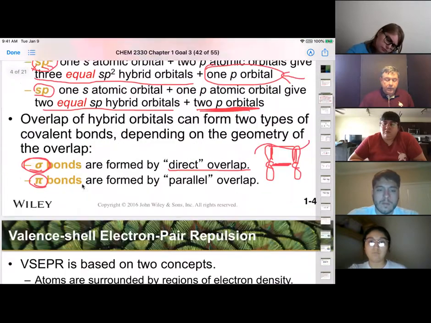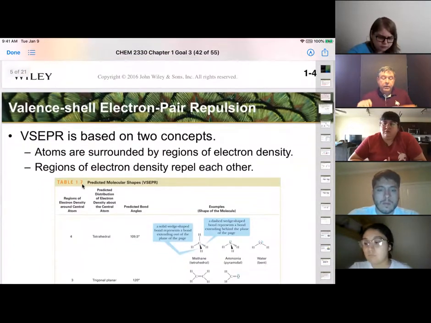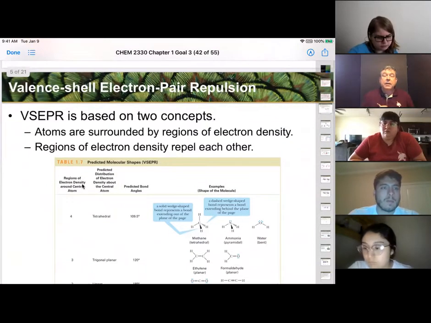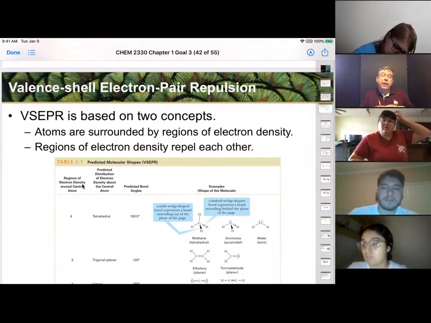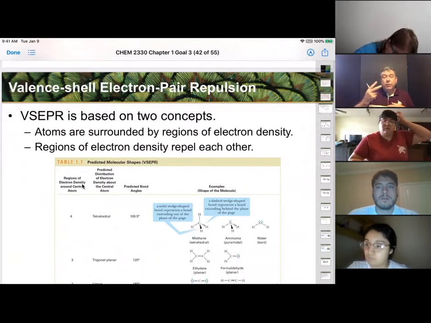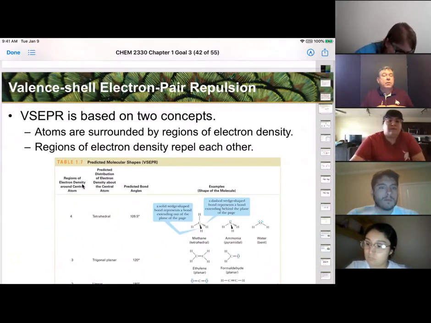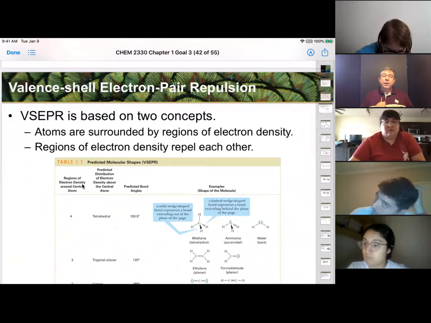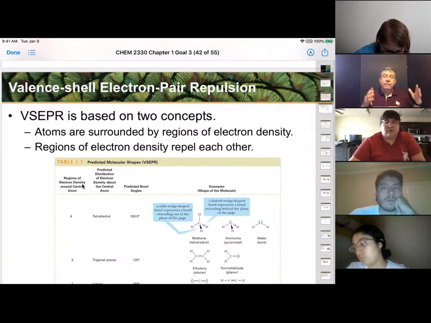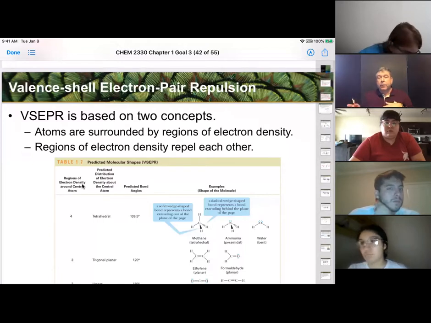Okay, so let's talk about the shapes of molecules. Now that we know that we can blend different orbitals together in different ways, if we have 2 equivalent orbitals, we're going to have a different shape than if we had 3 equivalent orbitals, which is a different shape than if we had 4 equivalent orbitals. So we need to talk about what we call valence shell electron pair repulsion.